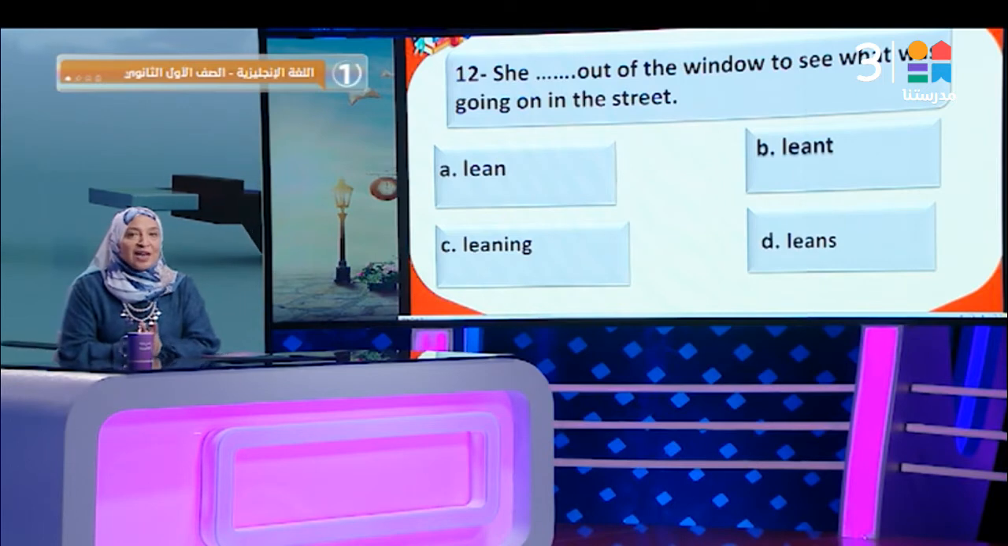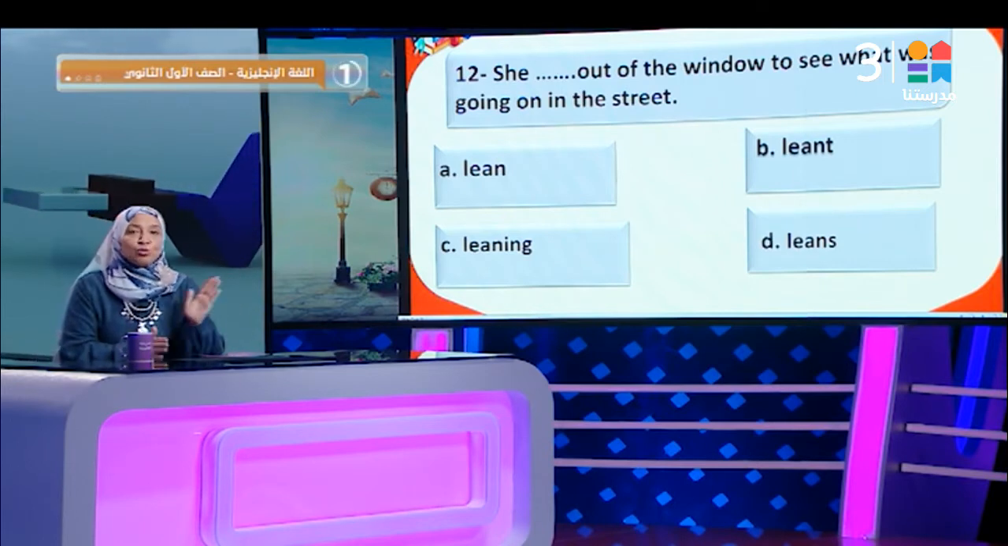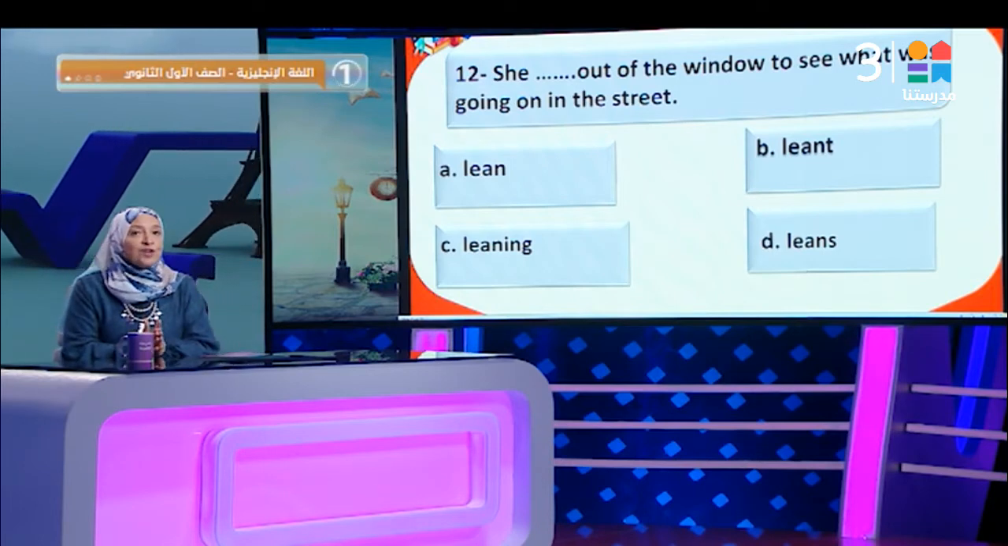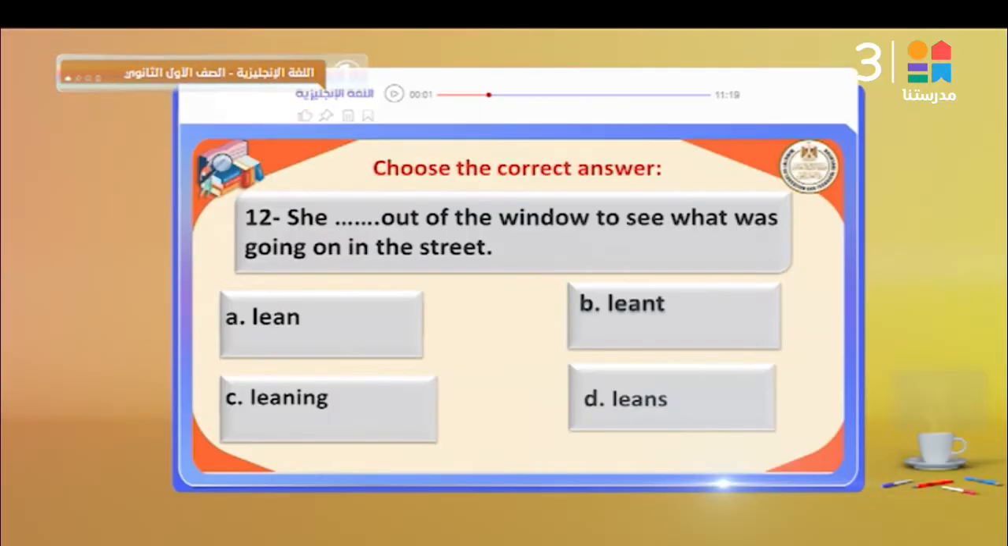أنا هنا بتكلم على حاجة في الباست فهقول she leant out of the window. يبقى the past of lean leant like the past of lend lent. Okay, so she leant out of the window to see what was going on the street. طب أنا عرفت منين الجملة هنا past؟ علشان في was في الجملة. She leant out of the window. يبقى أنا هختار هنا she leant out of the window to see what was happening in the street.